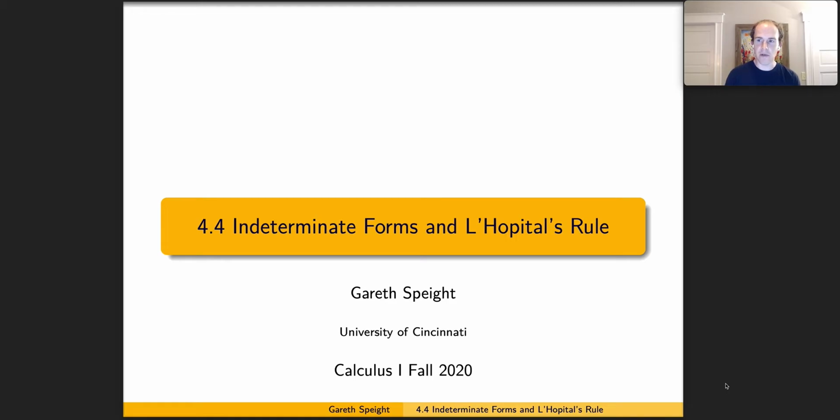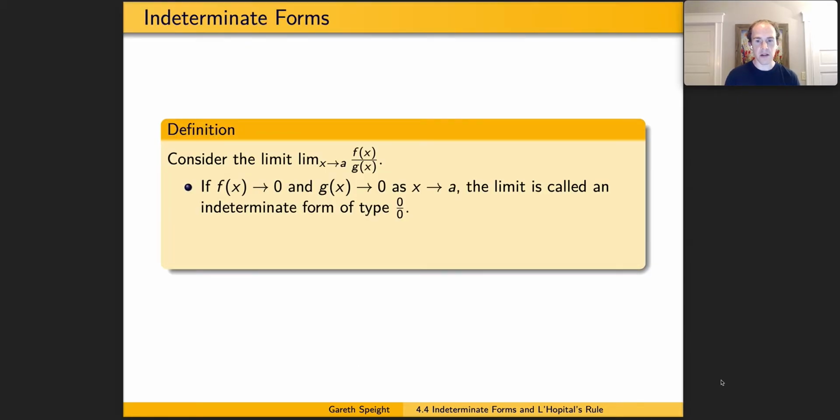But those tricks were very dependent on the specific form of what we were dealing with, and they don't work for a lot of cases. So in this video, we're going to talk about L'Hopital's rule, which is a really useful rule that uses differentiation to help us find these tricky limits. So let's get started. And basically, there are a couple of different types of forms we're going to be interested in. So the first one, ones that look like 0 over 0 or infinity over infinity.